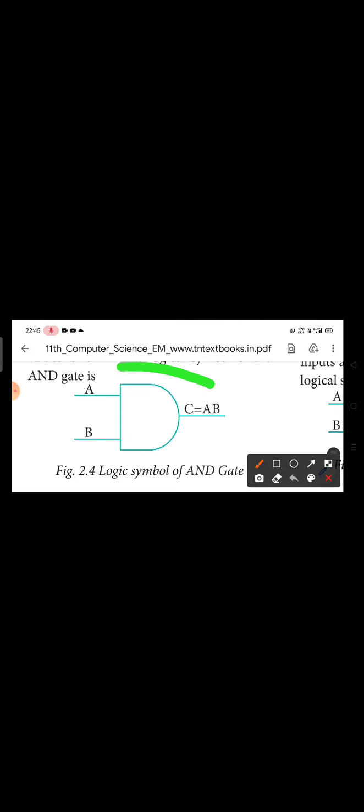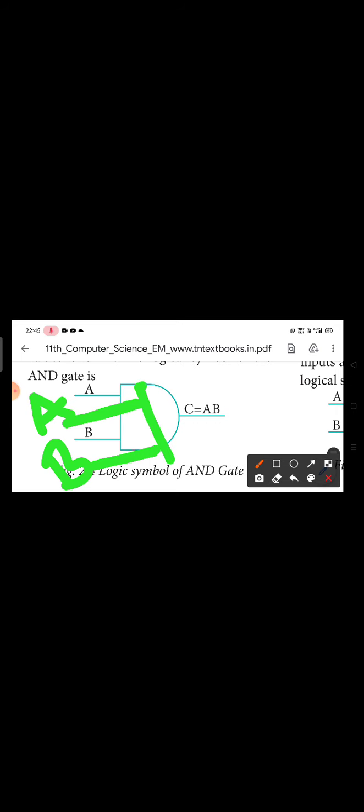So this is the fundamental AND gate structure symbol. How to draw the AND gate: it's a D symbol. First you should draw two lines, which are input number 1 and input number 2. The first input label is A, the second input label is B. Then the AND gate symbol, and then here you write the output. In the example, the label name of the output is C.